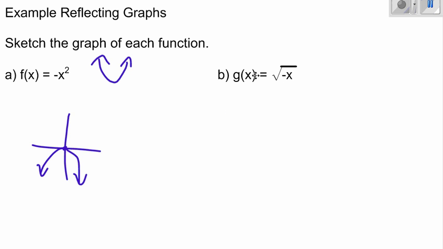And then square root of negative x. We know square root has a look like that, but the negative in front of the x is going to reflect it over the y-axis. So the starting point is still going to be the origin, 0, 0. But now instead of going to the right, it's reflected over the y-axis, so it's going to look the same way, but going to the left now.